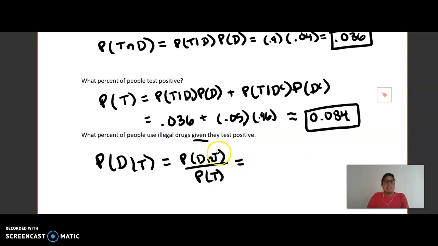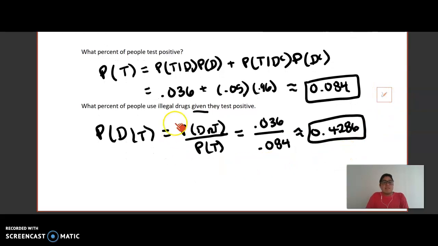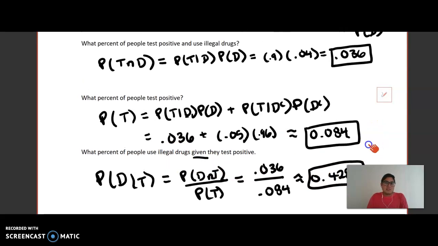So the probability that they use drugs and they test positive, we saw was 0.036 over the probability they test positive, which is 0.084. This is going to give us an approximate probability of about 0.4286. Meaning that given that they test positive, the percent of people that use illegal drugs is about 42.86%. And we saw that from these 2 probabilities here.